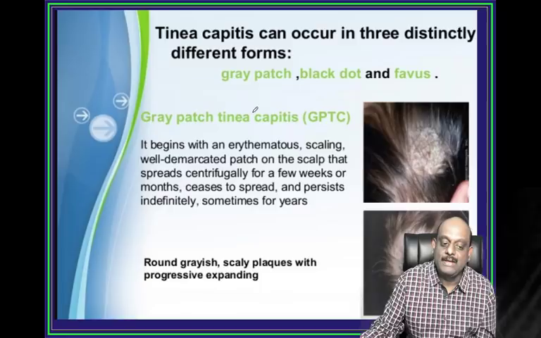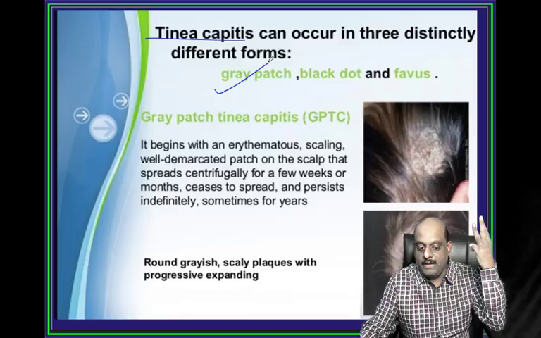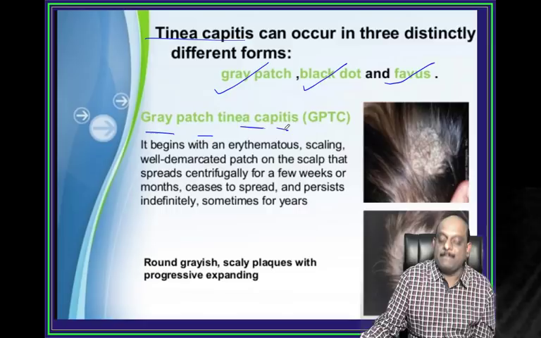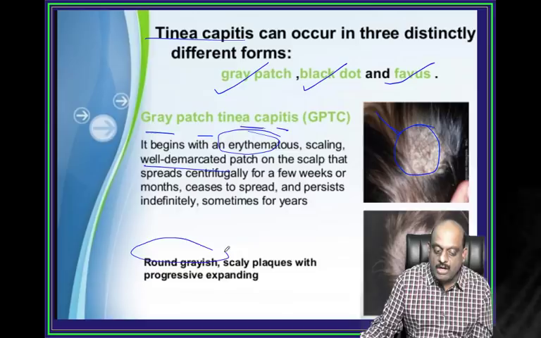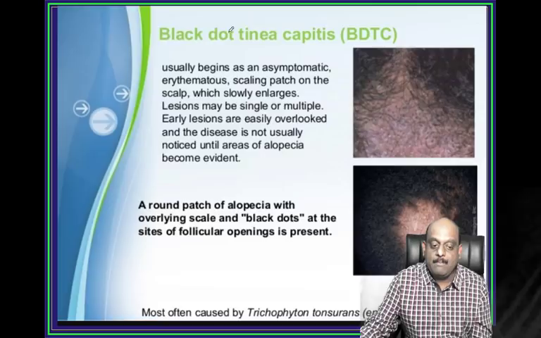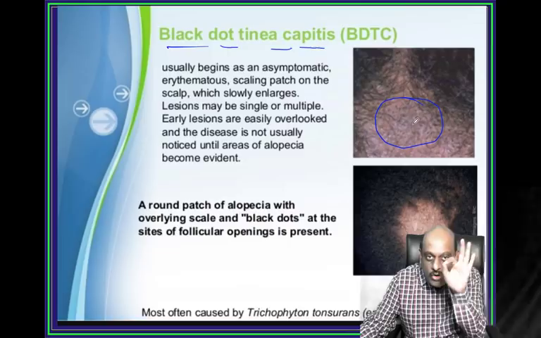Then tinea capitis can occur in three forms mainly: gray patch, black dot, favus. Gray patch tinea capitis, how do you like to describe it? Erythematous, scaling, well demarcated patch, and it is round, grayish, scaly blocks which are progressively expanding. Then black dot tinea capitis, you can see here, doctor, black dots, right? This is called black dot tinea capitis.